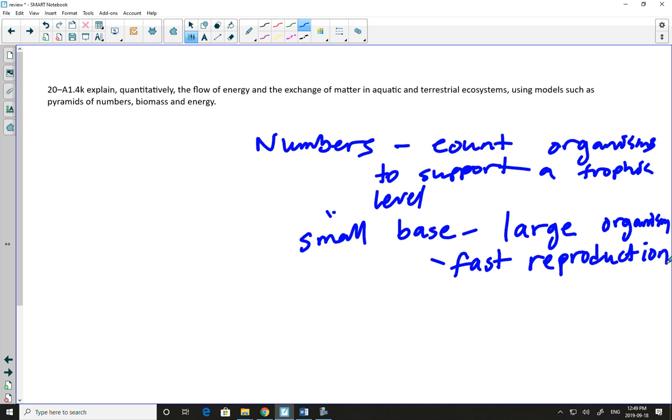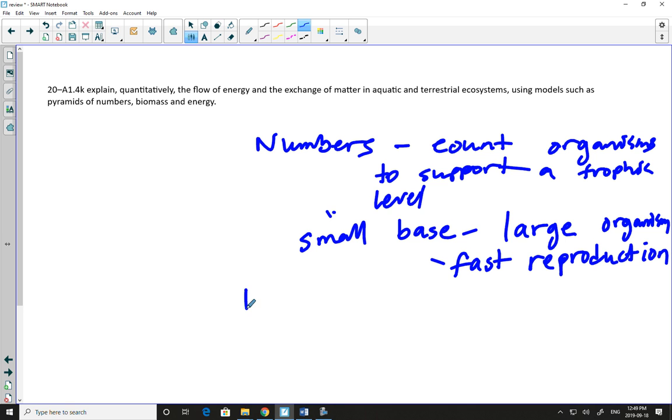Right, so pyramid of numbers, we counted organisms. It's not very accurate in terms of energy. Large organism, like a large producer that could support, yeah, so then you have a small producer base and then a lot of organisms above that.